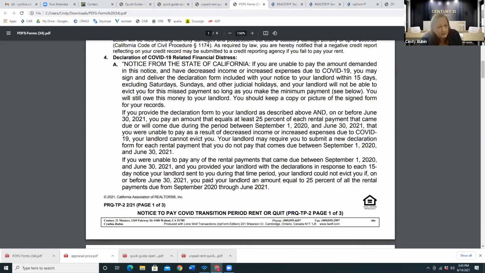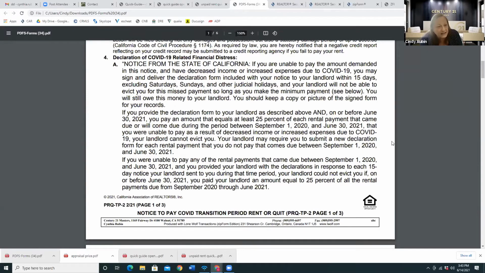If you were unable to pay any of the rental payments that came due between September and June, and you provide your landlord with the declaration in response to each 15-day notice your landlord sent to you during that time period, your landlord could not evict you if, on or before June 30th, you pay your landlord an amount equal to 25% of the rental payments.